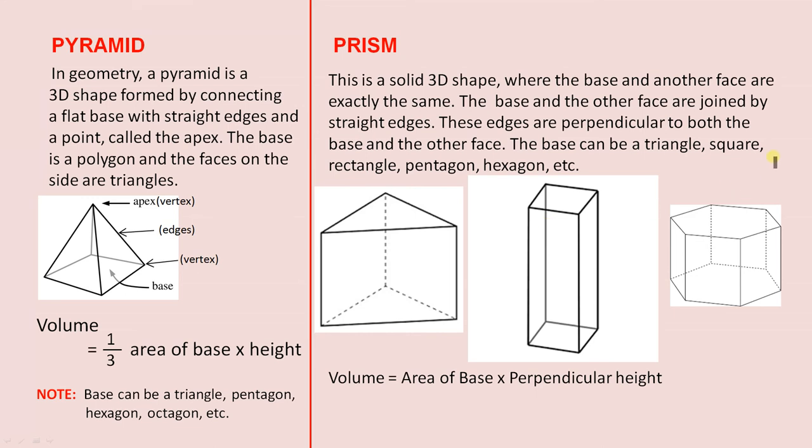These edges are perpendicular to both the base and the other face. So if you take that line there, that's 90 degrees to this face, and it's 90 degrees to the base. The base can be a triangle, square, rectangle, pentagon, hexagon, etc. So it can be just about any shape. Now the volume of a prism is the area of the base times the perpendicular height. It's very, very straightforward. So that is the volume of a prism.